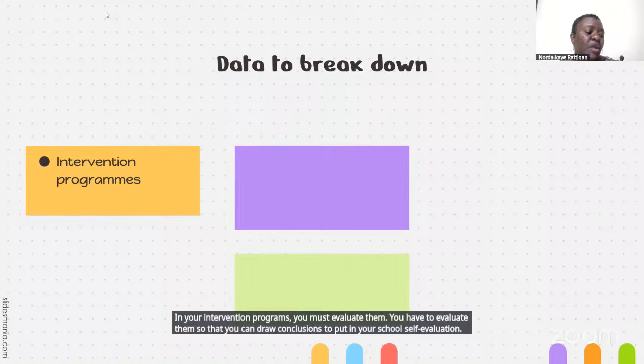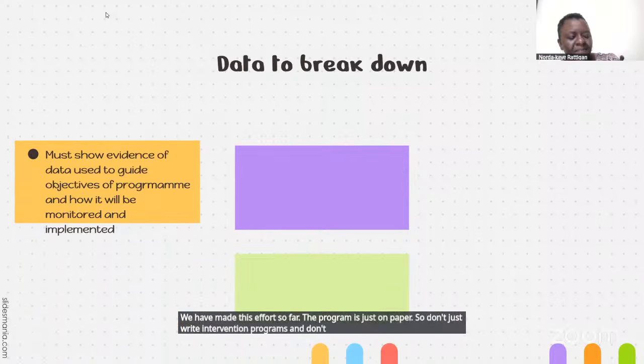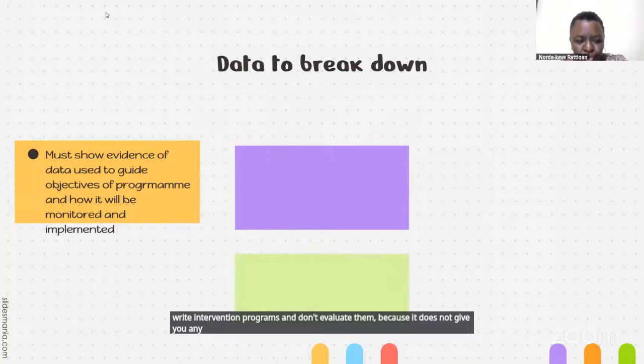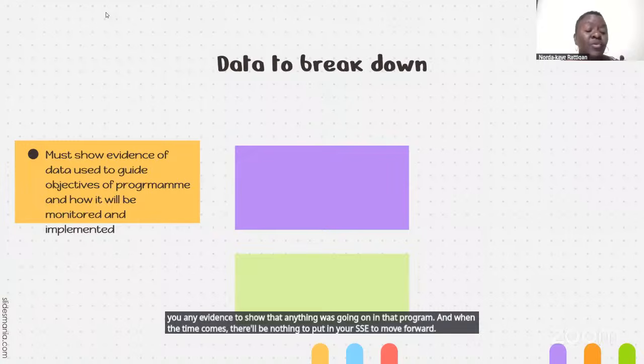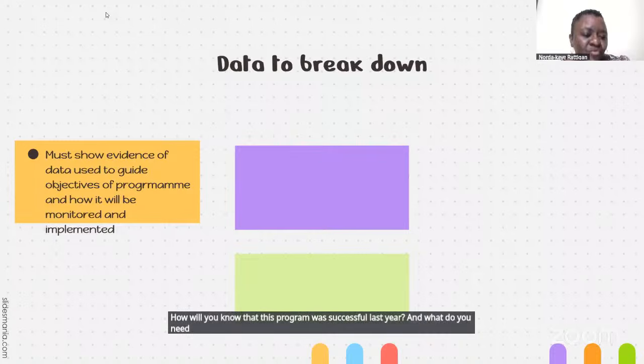So if from September you have written this beautiful intervention program for your reading, and you have not stopped in December to make your termly evaluation to say that we have made this effort so far, the program is just on paper. So don't just write intervention programs and not evaluate them, because it does not give you any evidence to show that anything was going on in that program. And when the time comes, there'll be nothing to put in your SSE to move forward. How will you know that this program was successful last year? And what do you need to improve for the coming school year?